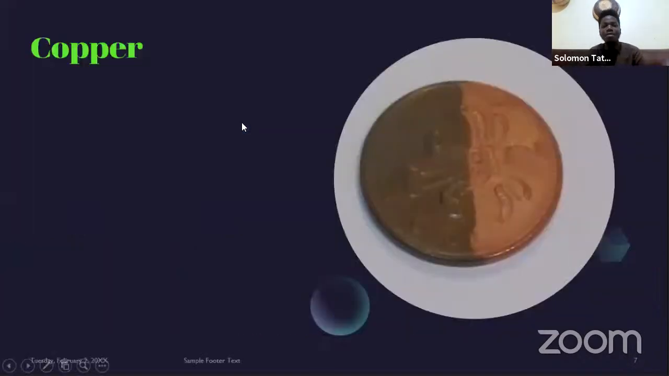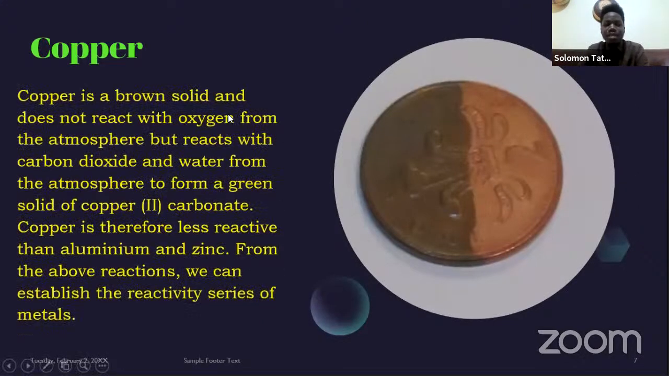Let's look at copper. Copper is a brown solid and does not react with oxygen from the atmosphere, but reacts with carbon dioxide and water from the atmosphere to form a green solid of copper 2 carbonate. Copper is therefore less reactive than aluminium and zinc. From the above reactions, we can establish the reactivity series of metals.